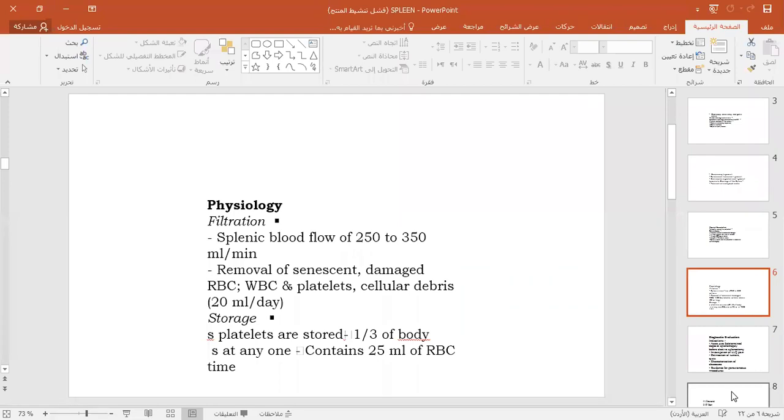Regarding the physiology of the spleen, there are 4 functions of the spleen: pitting, filtration, storage, and immune function. And the 5th one is obsolete during life, but in intrauterine life, the 5th function is hemopoiesis.